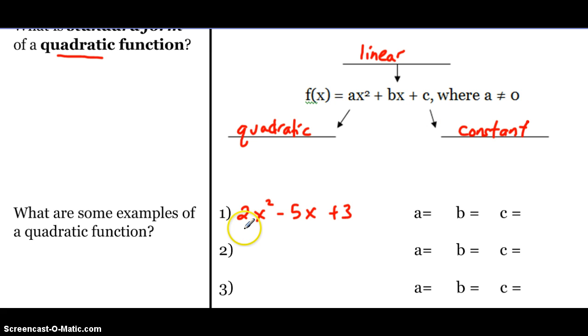So here our a is our number in front of the quadratic, so that would be 2. Our b would be negative 5. And then our c would be 3.